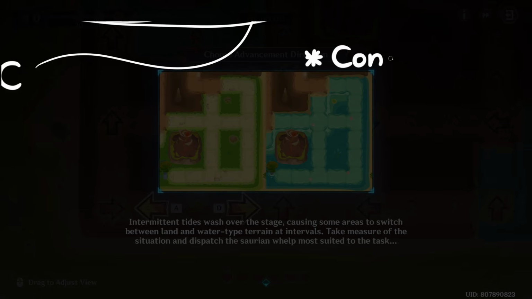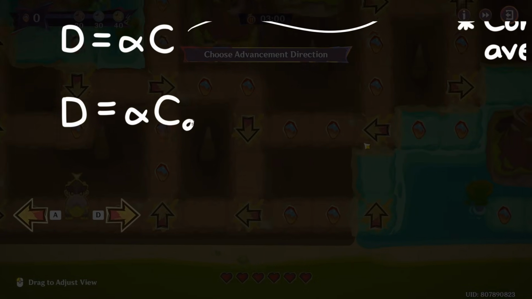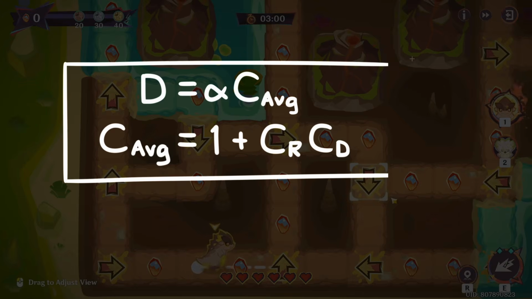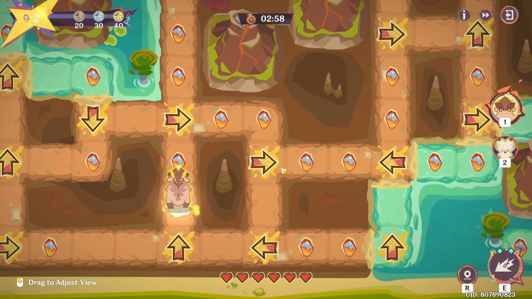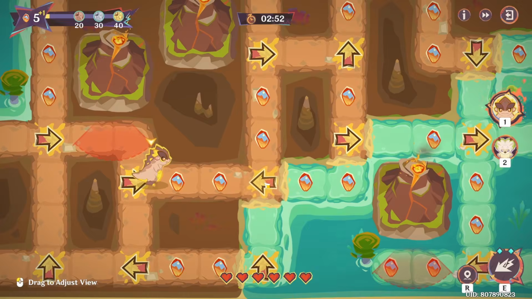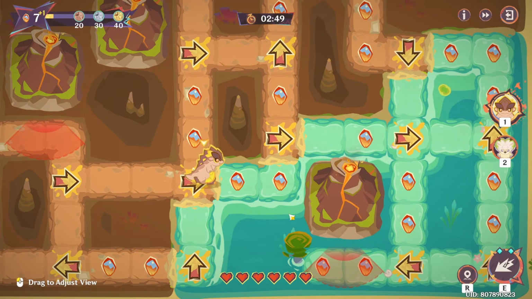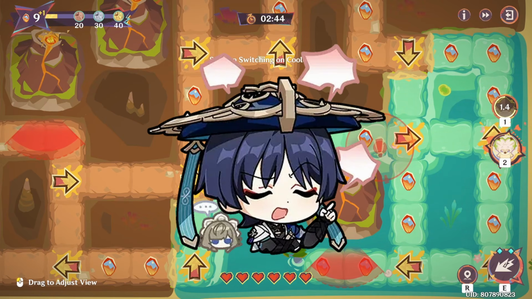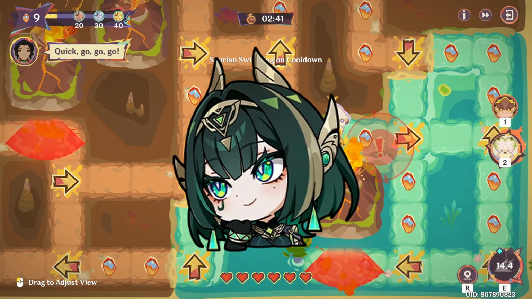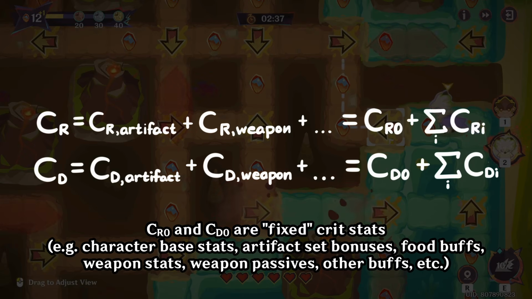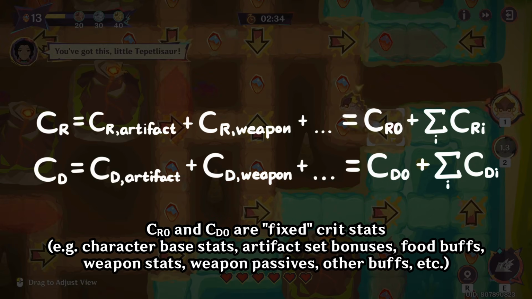Also, let's consider the average damage and average crit, so D is equal to alpha times C average, where C average is equal to 1 plus crit rate times crit damage. Crit can come from many different sources: artifacts, weapons, food, leveling up, character buffs, elemental reaction buffs, selectable buffs, among many others. We could spend time writing out the equation for each of these, and that would take forever, but there's something we can do to greatly simplify things. The total overall crit rate and crit damage is simply the sum of the respective quantities over all sources.